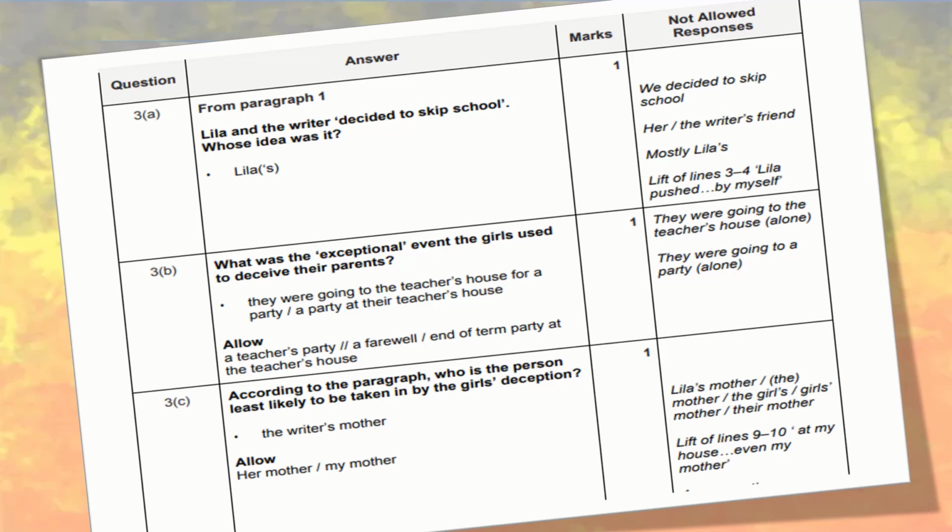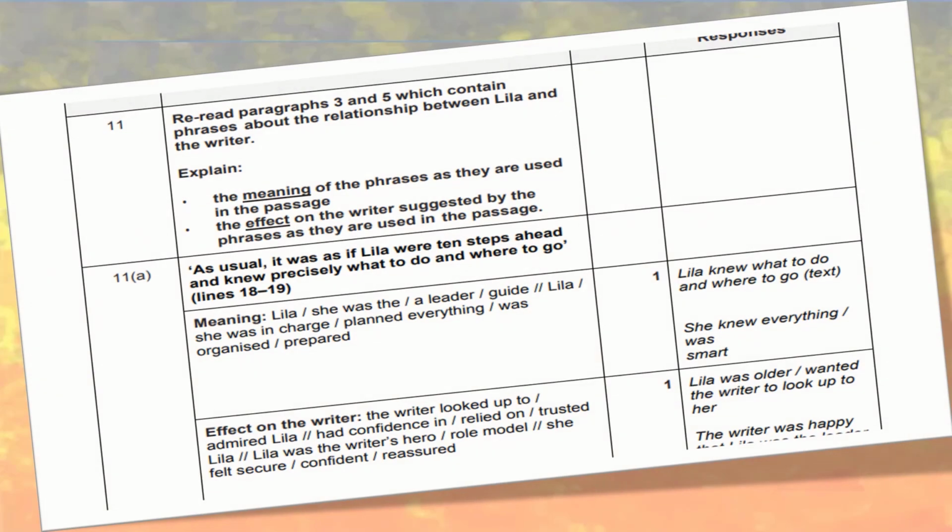So, meaning: Leela was the leader, guide. Leela was in charge, planned everything, was organized and prepared. So any meaning which is near to this will be acceptable. This is showing that Leela is confident. She's playing a role of a leader. She is a guide to the writer, and the writer lacks courage. Effect on the writer: the writer looked up to and admired Leela.